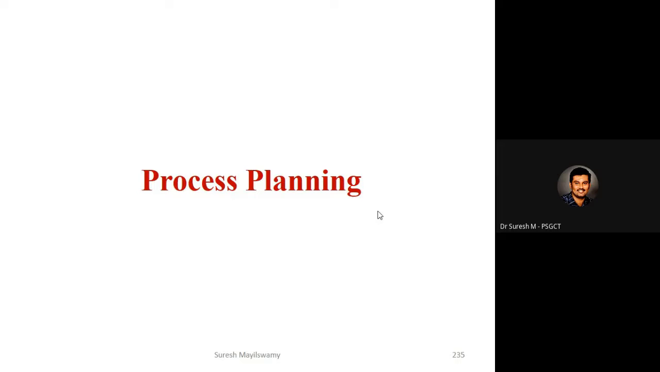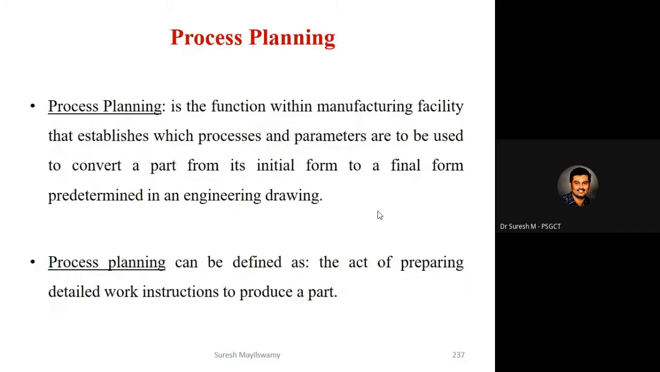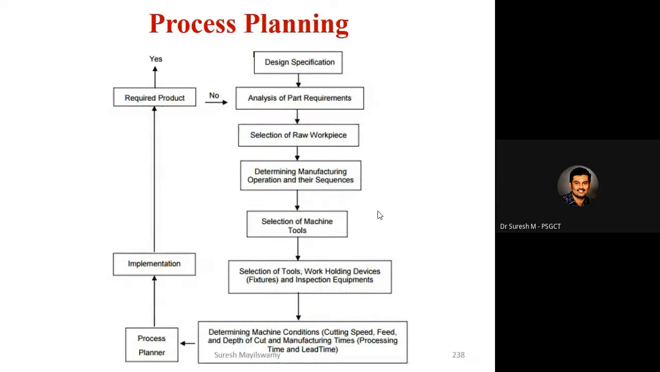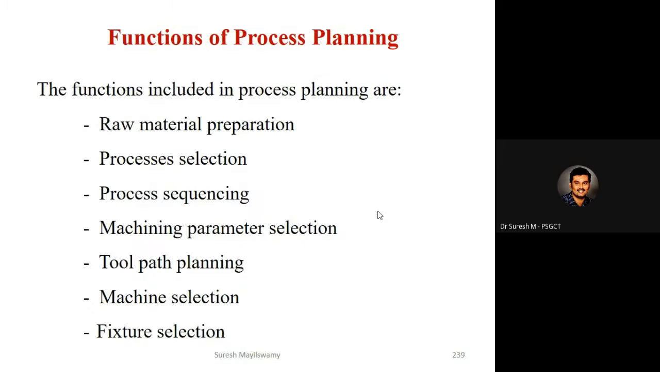The next important one is process planning. I already told process planning is the bridge between design and manufacturing. It is the function within the manufacturing facility that establishes which processes and parameters are to be used to convert a part from its initial form to a final form predetermined in the engineering drawing. So this is how the process planning is developed. These are the functions of process planning: raw material preparation, process selection, process sequencing, machining parameter selection, tool path planning, machine selection, and fixture selection.